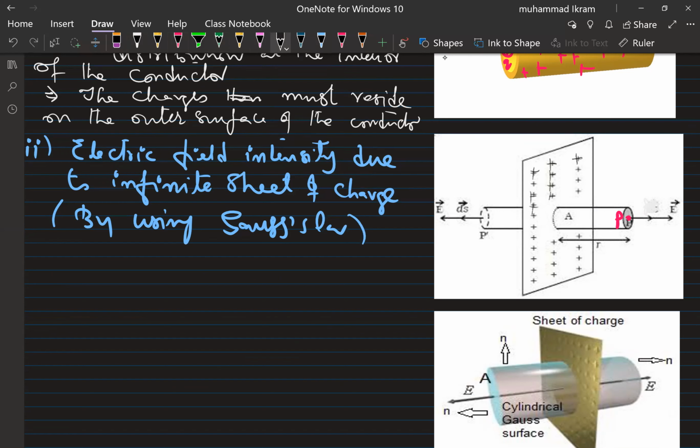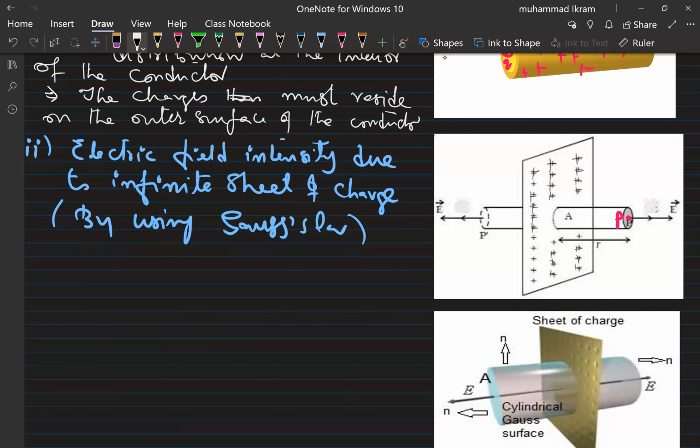Now the question is, why an infinite sheet of charge? Infinite sheet of charge so that we should have uniform electric field, right? If the sheet is not infinite, then there is always greater concentration of the charge at the sharp edges. The sharp edges tend to occupy more charges, or the charges always tend to move towards the sharp edges. This is why we use an infinite sheet of charge, for simplicity. So we want to calculate the electric field intensity at the point P.